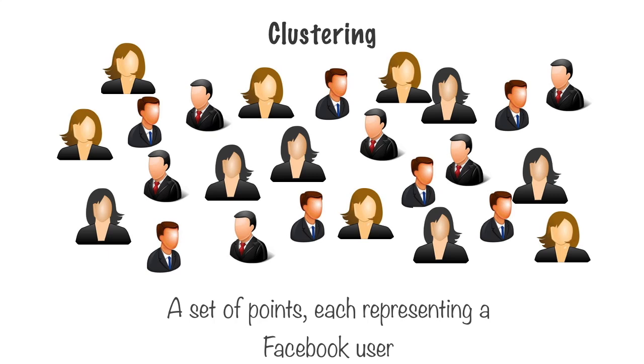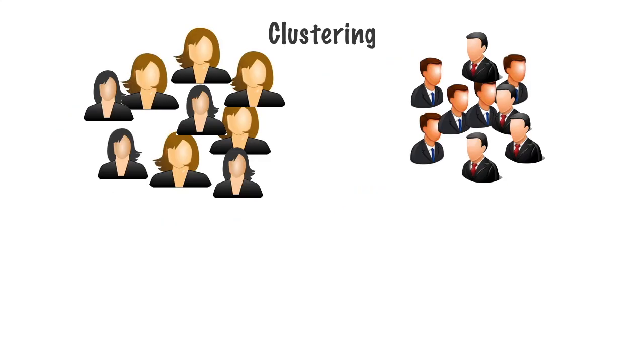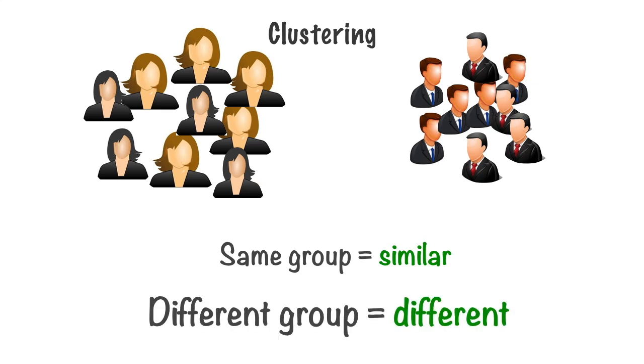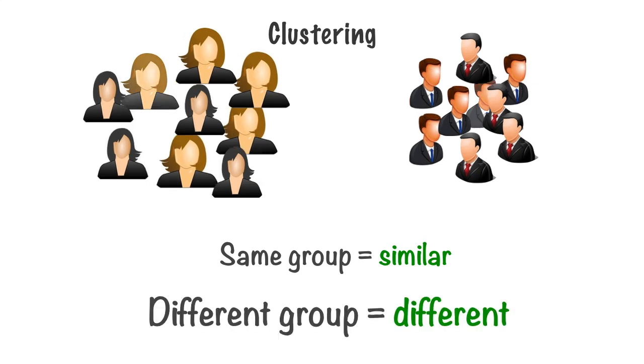Let's say you have a set of points in this n dimensional hypercube, and each point represents a Facebook user. The characteristics of each of these users are expressed in numeric form. Clustering involves grouping these individuals into logical units so that the people in the same group are similar to each other in some way. Maybe they like the same music, maybe they went to the same high school, maybe they like dog videos. The grouping should be such that individuals in different groups are different from each other. They're unlike each other in some specific way.